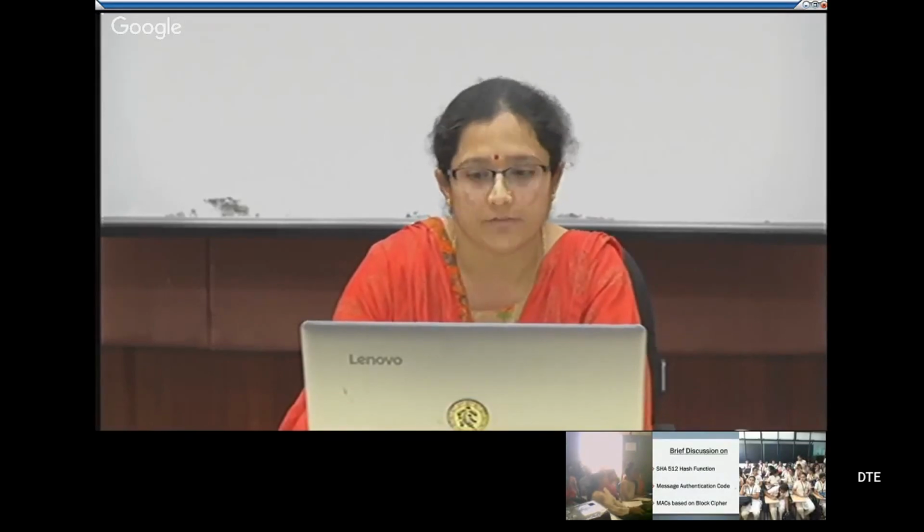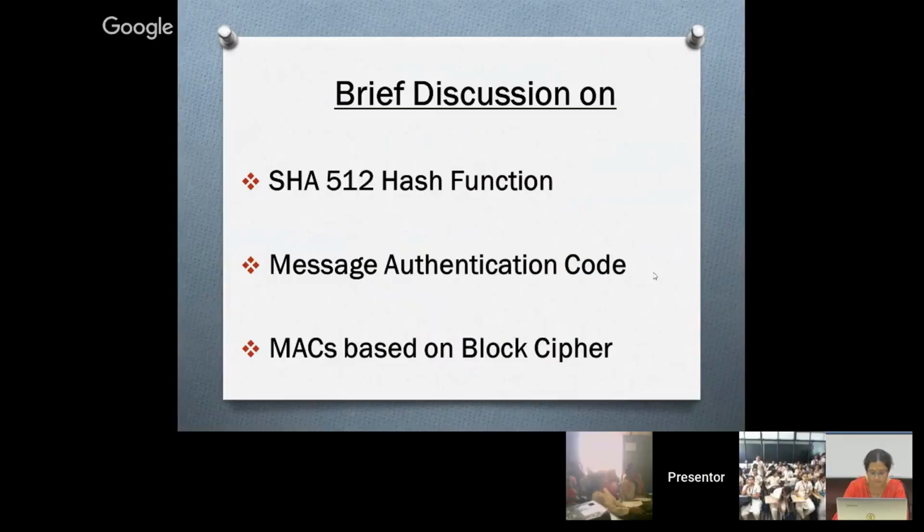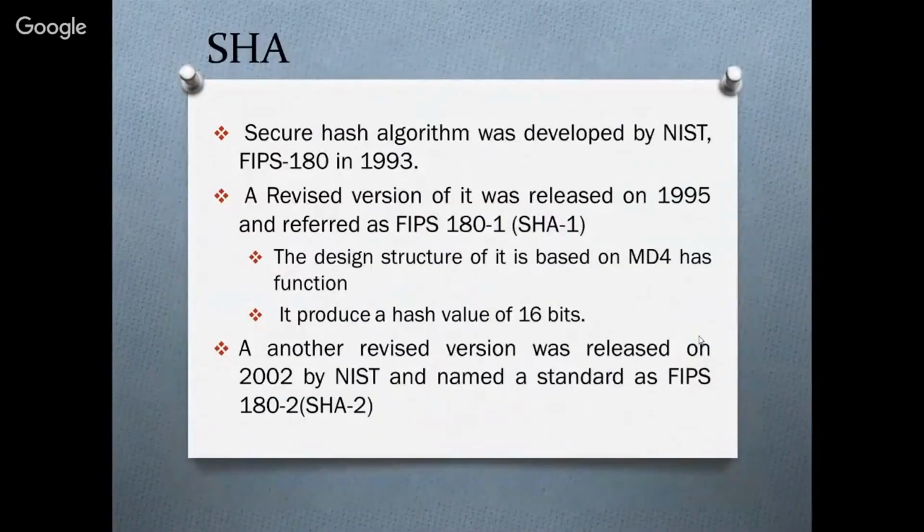Today, we'll have a brief discussion on SHA-512 hash function, message authentication code, and MAC based on block cipher. So SHA stands for Secure Hash Algorithm. It was developed by NIST, that is National Institute of Standards and Technology, and they published this as a standard called FIPS, that is Federal Information Processing Standard, FIPS 180, in the year 1993.